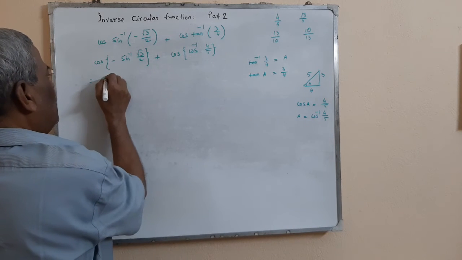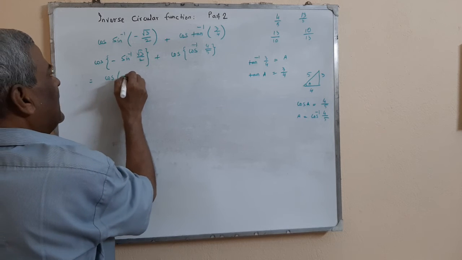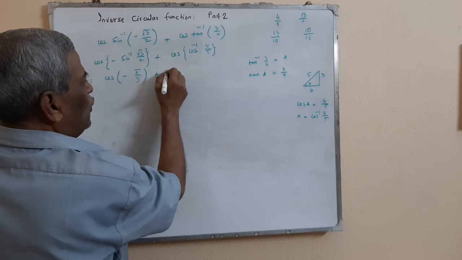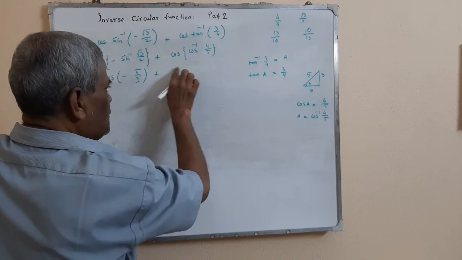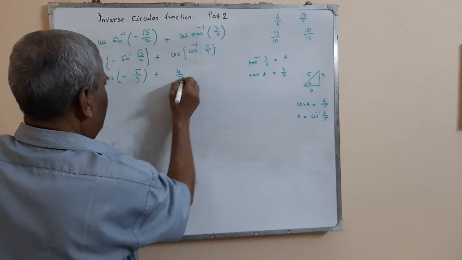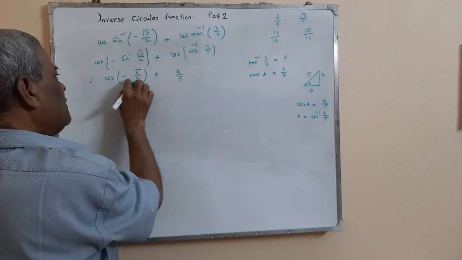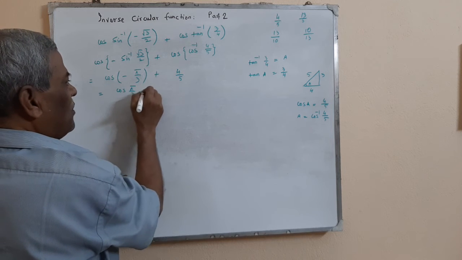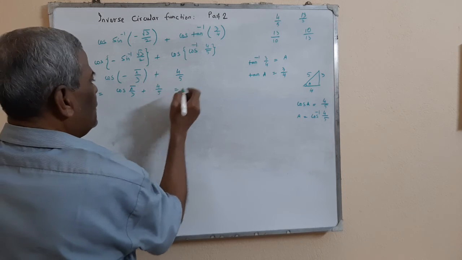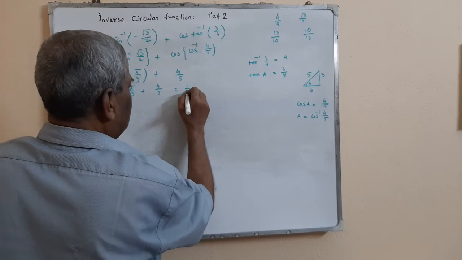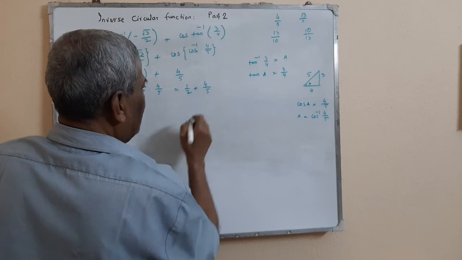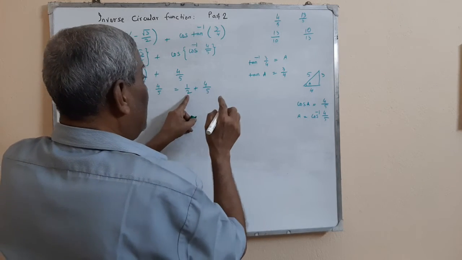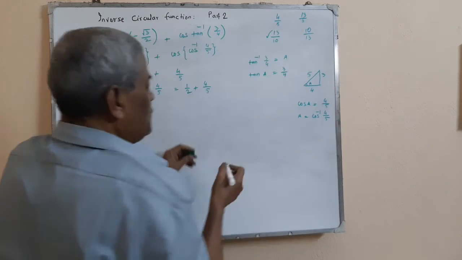So it is equal to cos of minus pi by 3, plus cos of cos inverse 4 by 5. But cos is an even function, so it is equal to cos pi by 3 plus 4 by 5. It is equal to cos 60 degree, which is half, plus 4 by 5. Adding, 10 is the LCM, 5 plus 8, 13 by 10. So this option is correct.